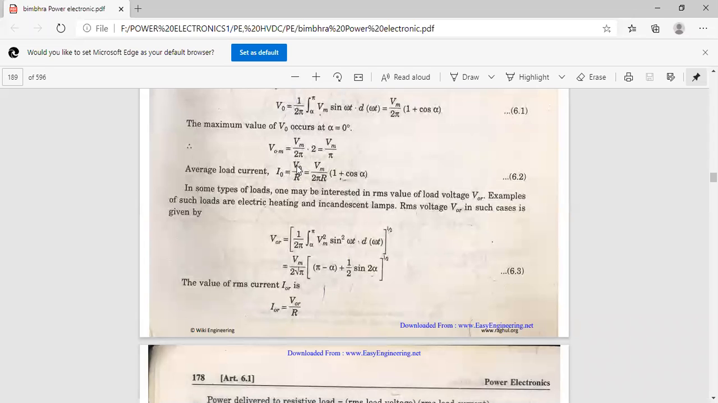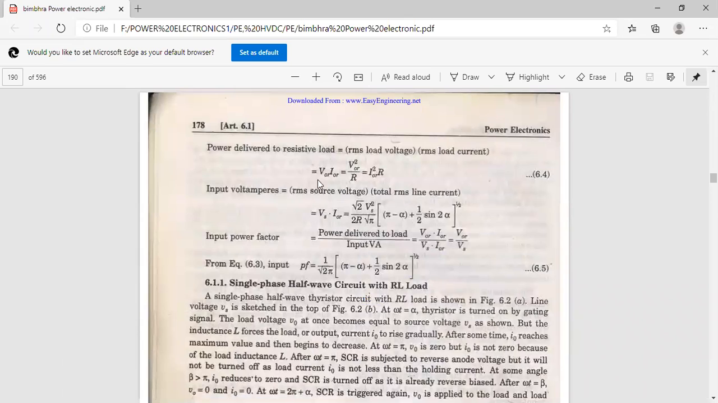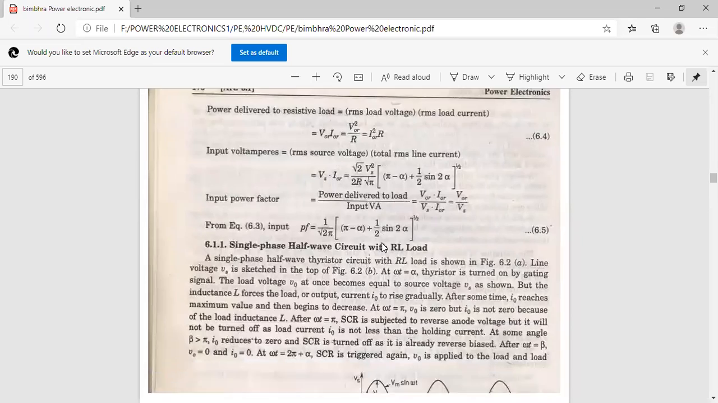Average current is average voltage divided by R. This is RMS voltage, RMS current. Next, power delivered in the load, that is the output power, and this is the input power. Power factor is equal to output power by input power. We will get the formula. See, the power factor is independent of voltage and current. There is no voltage term and current term in the power factor. Otherwise, we can determine V naught, R and Vs, and we can determine the power factor. This is the derivation for the single phase half-wave rectifier for R load.